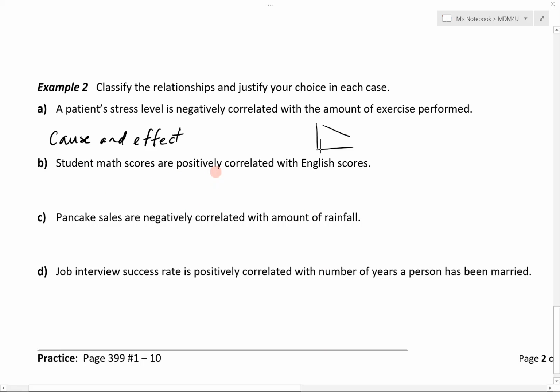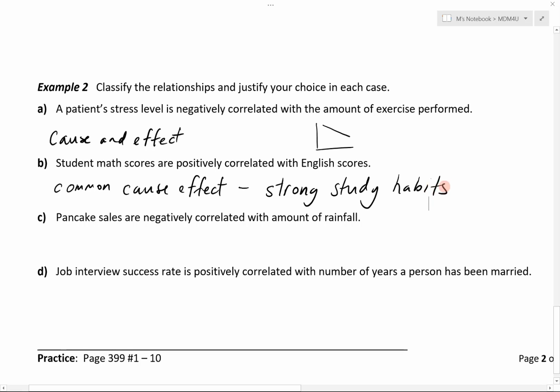Student math scores are positively correlated with English scores. So I'm going to say this is maybe a common cause. Because first of all, it's hard to make any direct connection between math scores and English scores. Anything that you try and do would probably be very subjective. So there must be another common cause. So the third variable might be very strong study habits. So if you have strong study habits, then you're more likely to succeed in anything. So you'd succeed in both math and your English, and the resulting scores would go up.